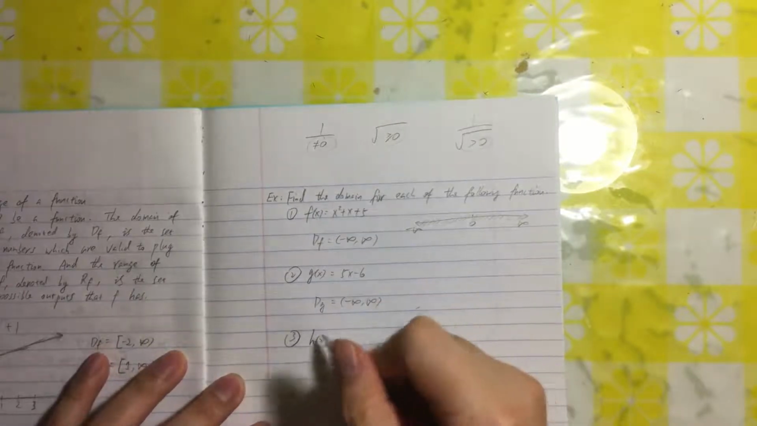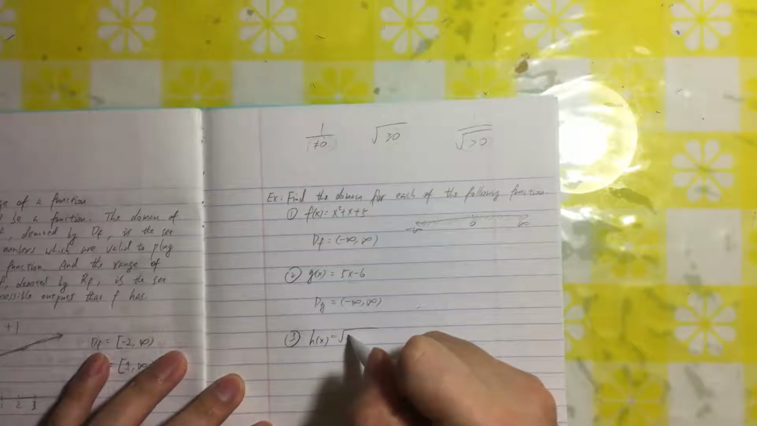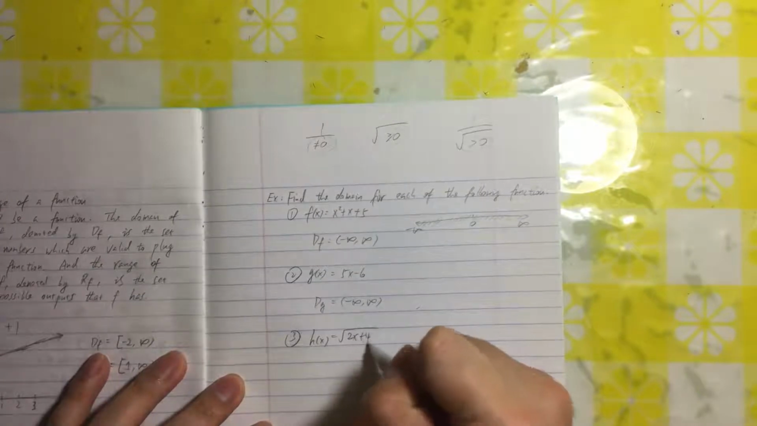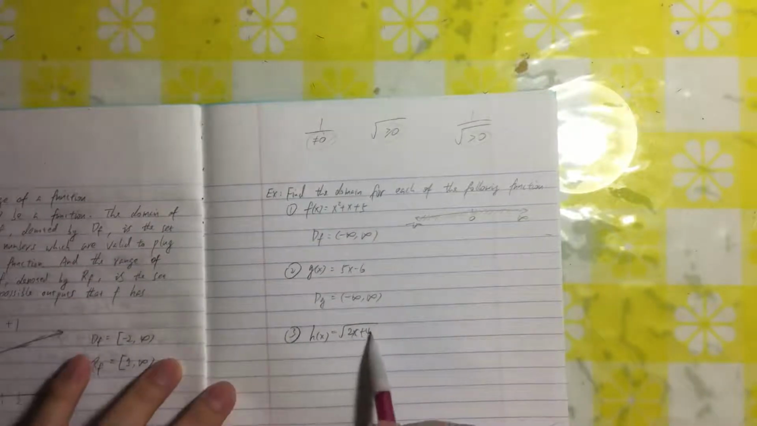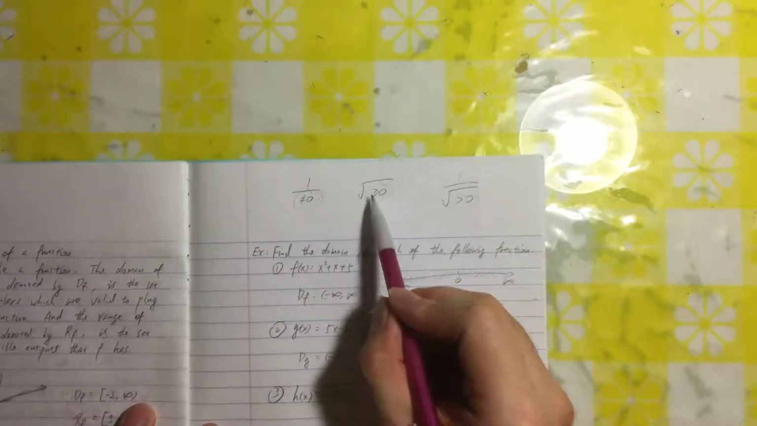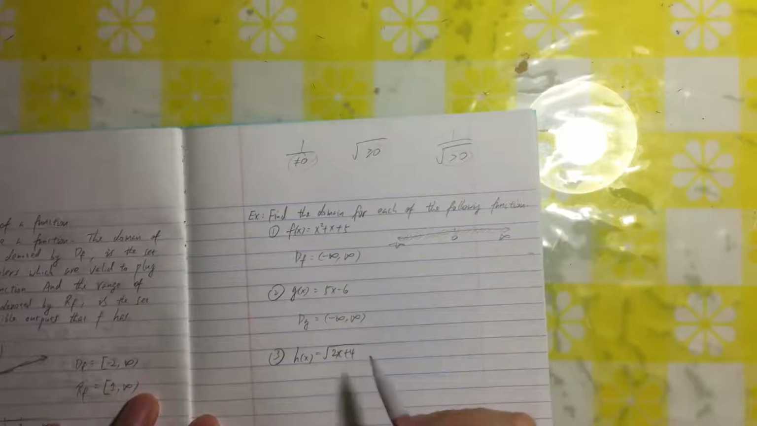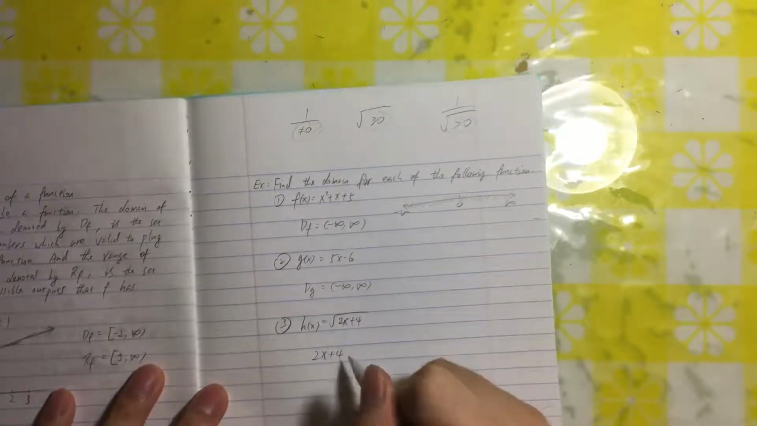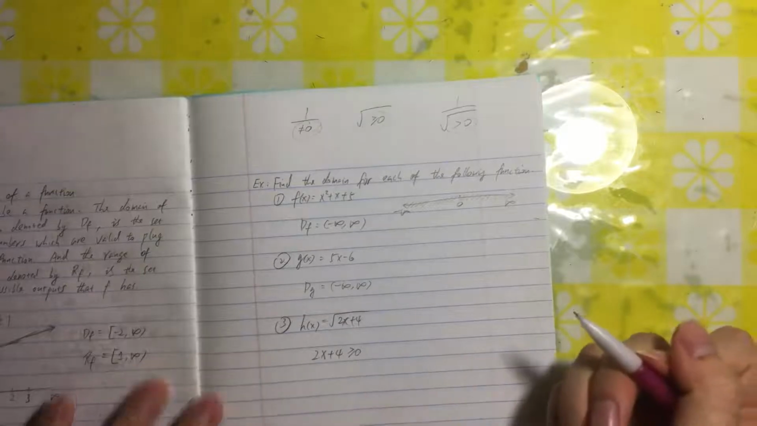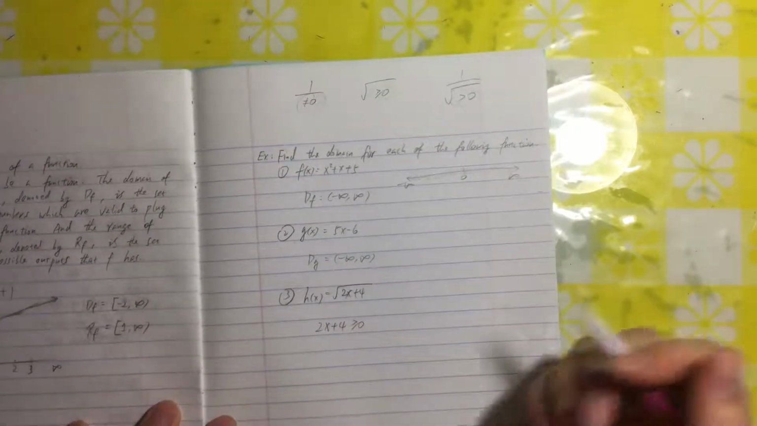Function h of x equal to square root of 2x plus 4. If there's a square root, we know that what's under the square root must be greater than or equal to 0. So for the domain, we need to make 2x plus 4 greater than or equal to 0, and then solve this inequality for x.